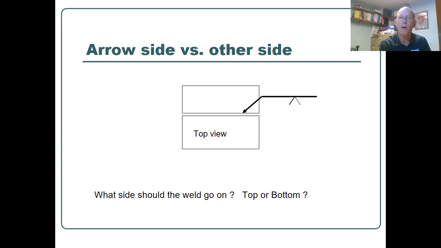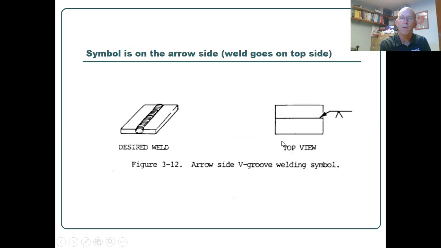Again, where should the weld go? Arrow's pointing down from the top. The symbol is a V-groove symbol, and it's below the line. So is that arrow side or other side? And where should the weld go? Well, that weld is on the arrow side because it's below the line, always arrow side.